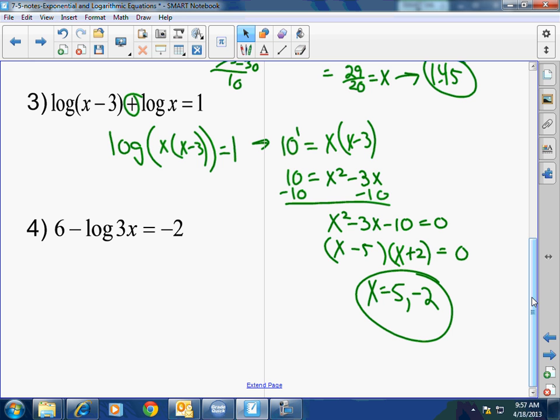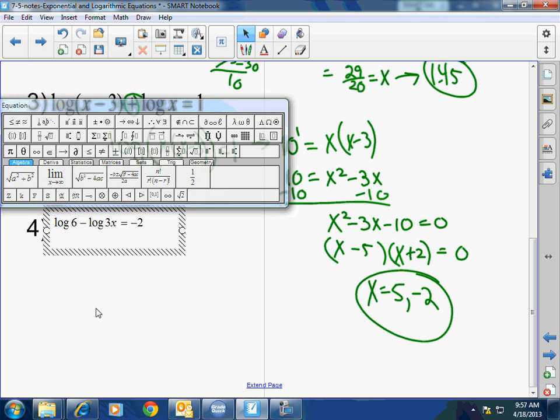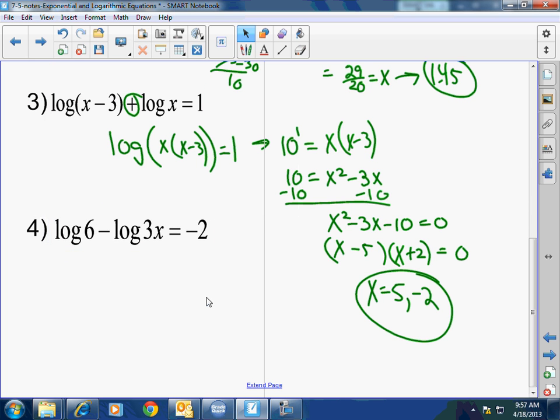Okay, number 4 is a typo. I apologize. That should be log 6. Please go ahead and correct that. That was my mistake. I do apologize. No excuses. That was my mistake.